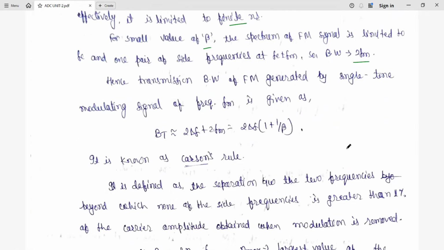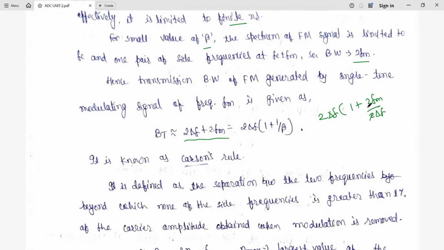The transmission bandwidth generated by a single tone modulating signal is BT equal to 2 del f plus 2 fm, so that we have seen. How are you going to decide it? If you take 2 del f as common, you'll have an expression like 2 del f inside the bracket, 1 plus 2 fm by 2 del f.